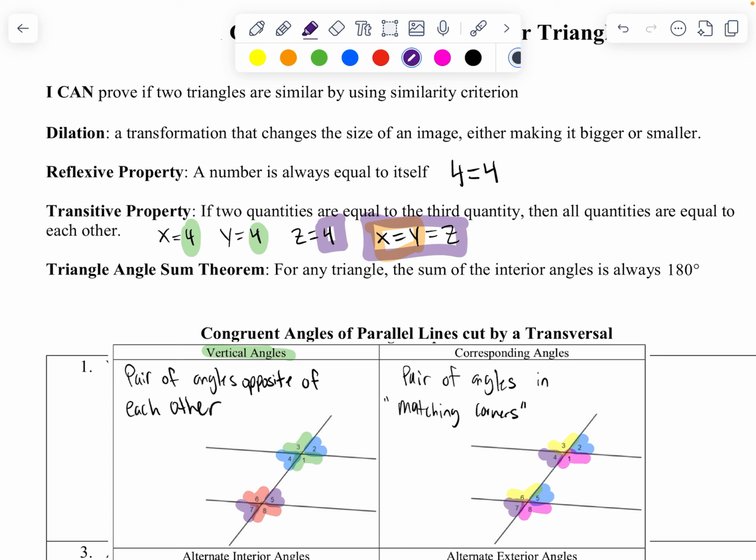Now, the triangle angle sum theorem is a little bit of a mouthful, but that essentially says that all of the interior angles of a triangle are going to add up to 180 degrees.